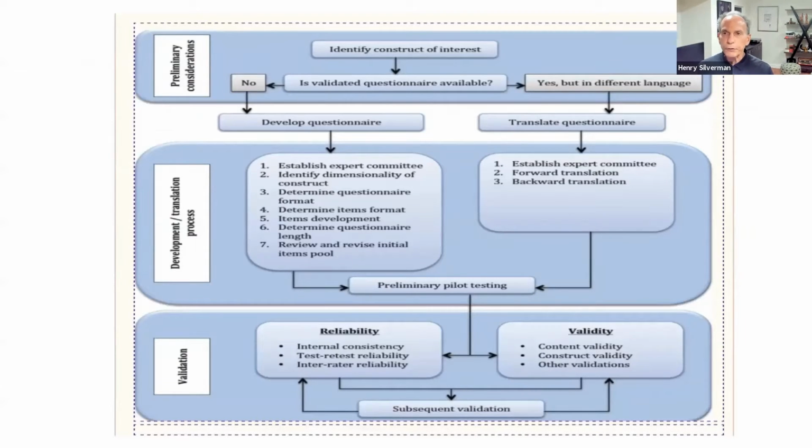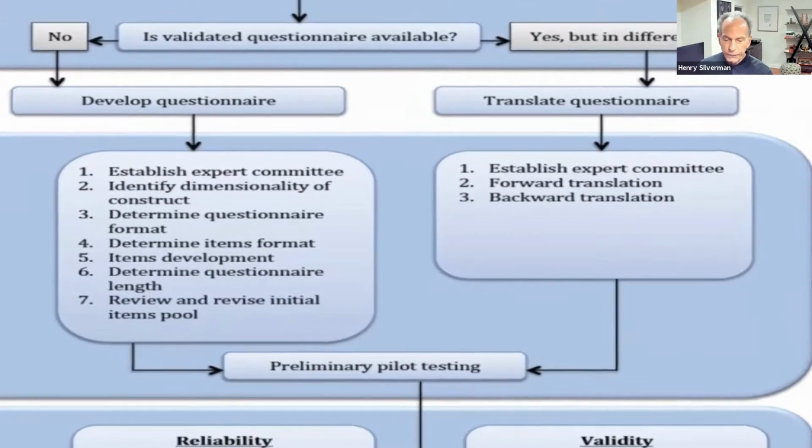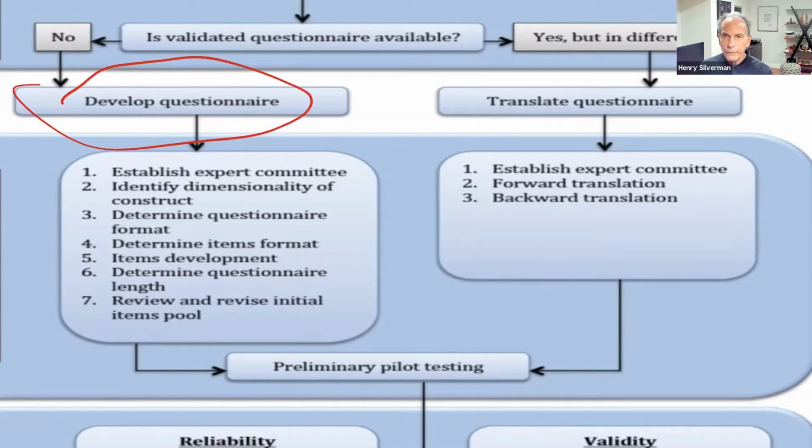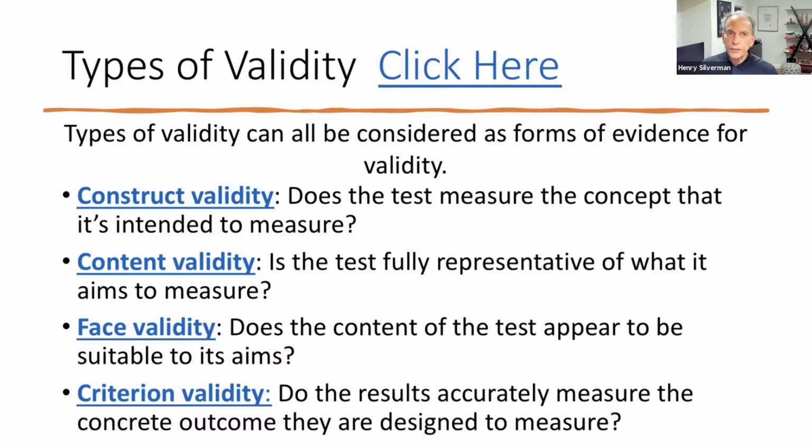This slide shows steps in developing a valid questionnaire. So if you remember the last time, we talked about developing a questionnaire. And in this presentation, we will go over these other steps. So what are these other steps? This slide shows the other types of validity that can be considered as forms of evidence for validity. We have construct validity, content validity, face validity, and criterion validity. And I'll go over each of these steps in the next few slides.